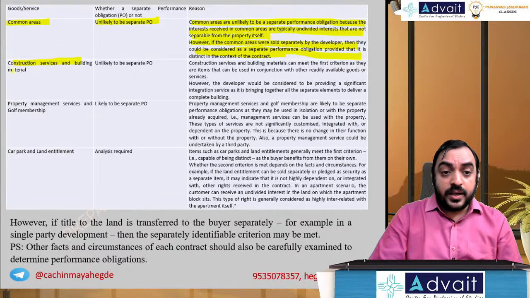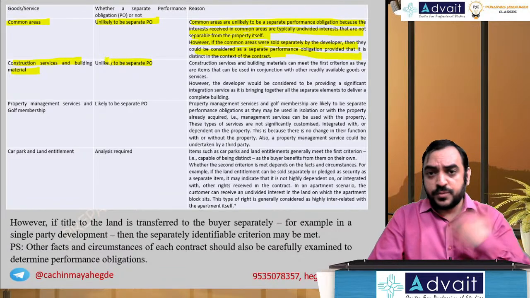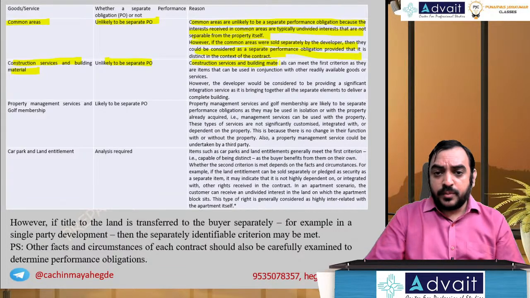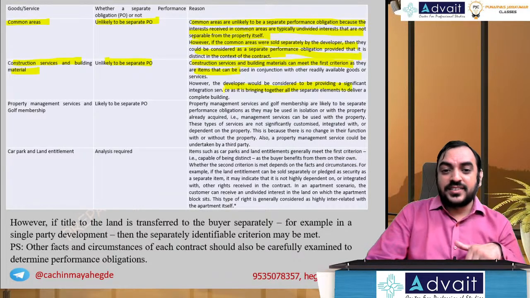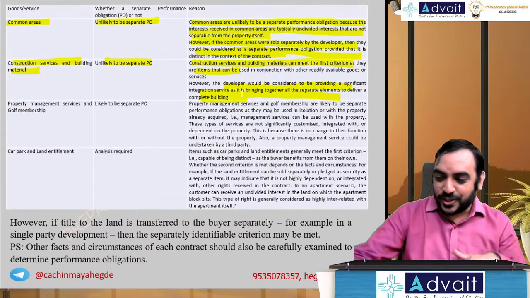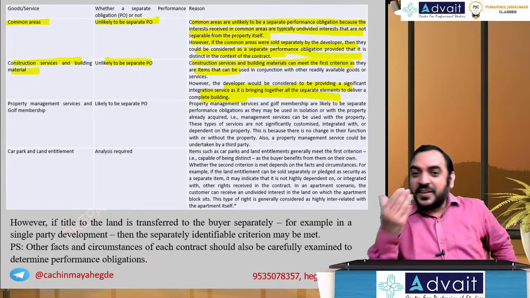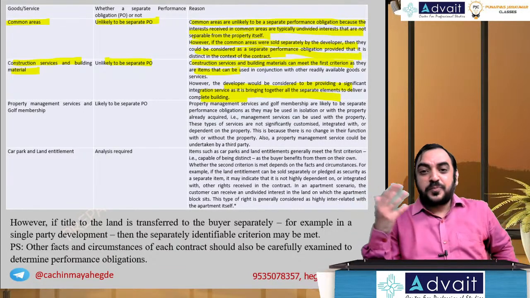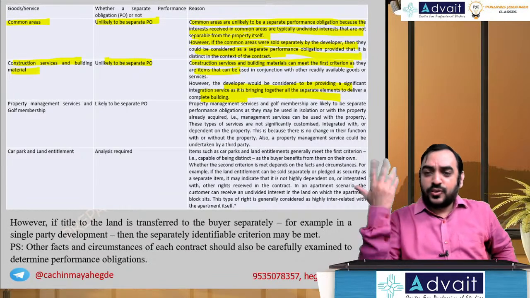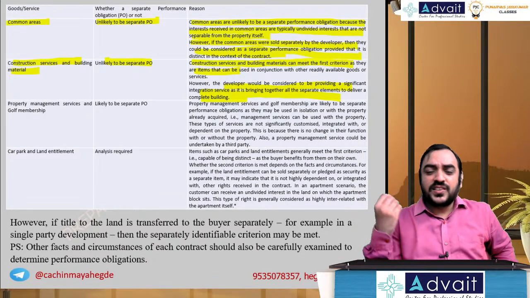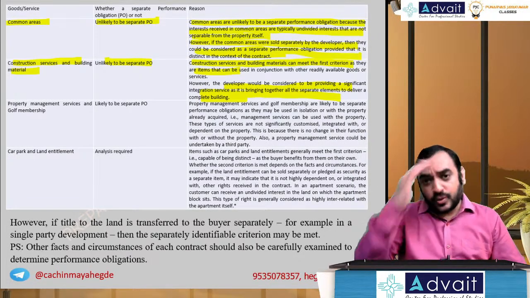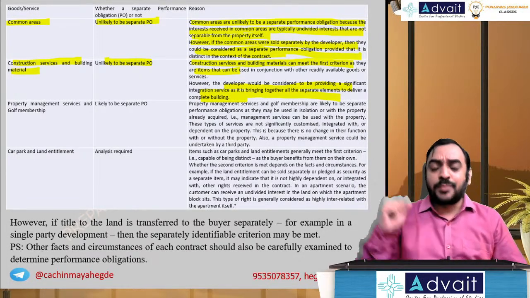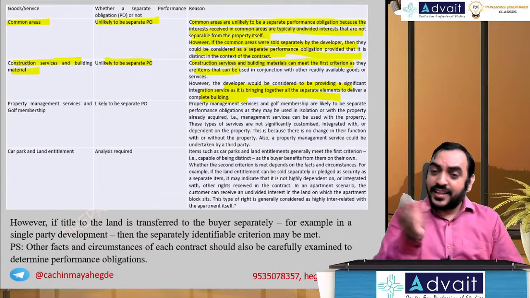Construction services and building material. Again, both of them should be together. Construction service or building material can meet the first criterion as they are distinct items. However, the developer would be considered as providing significant integration to deliver completion of the building. So, construction service, cement, lift, roof tiling, laying floors, tiles, bathroom fittings. Sir, can I purchase AC separately? Can I purchase a tile separately? You can purchase separately. You can benefit on its own separately. So the first point, that's what they're telling, is satisfied.